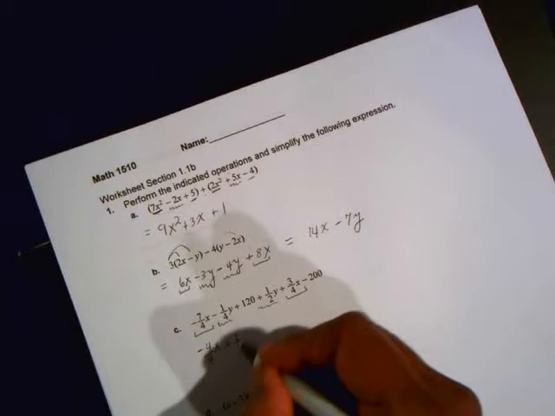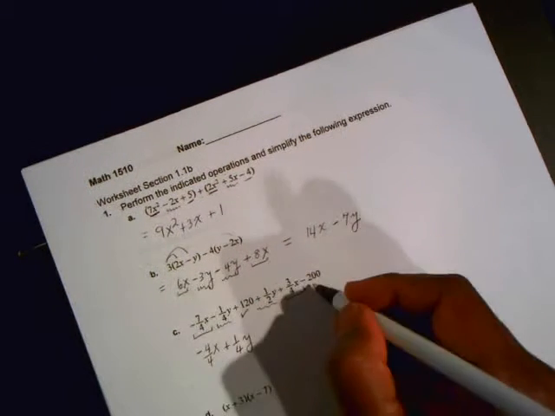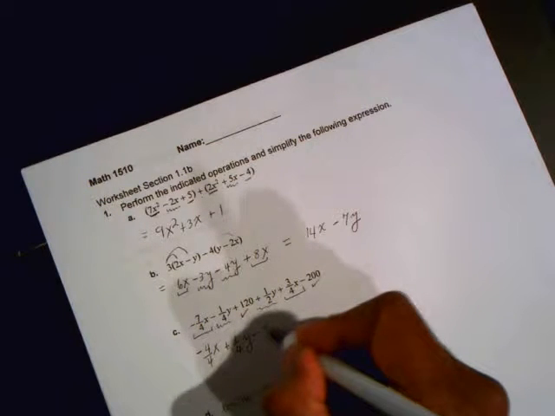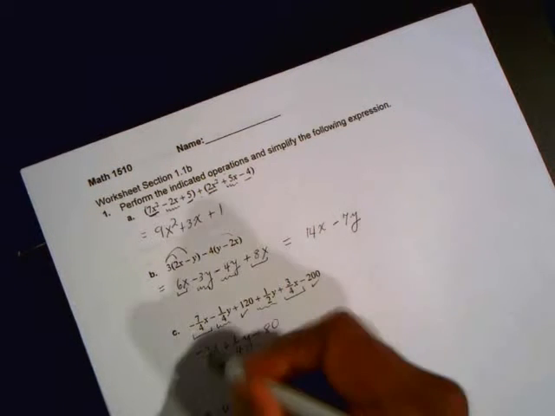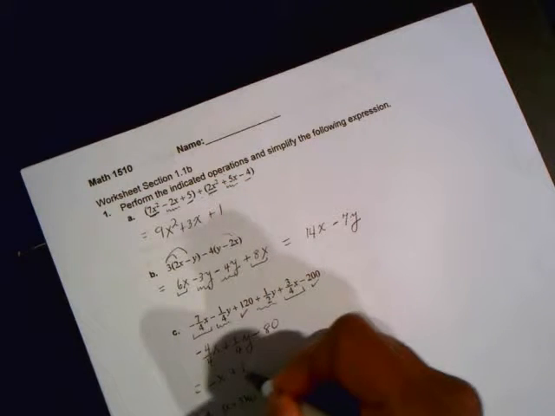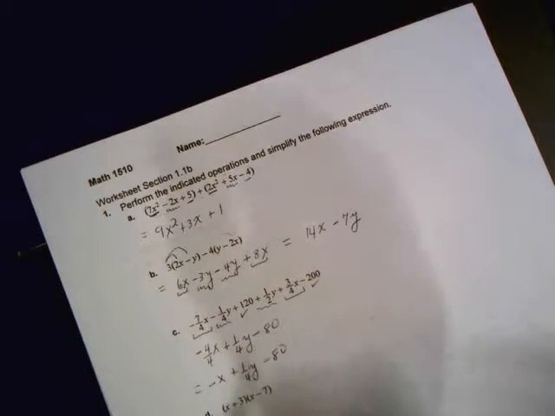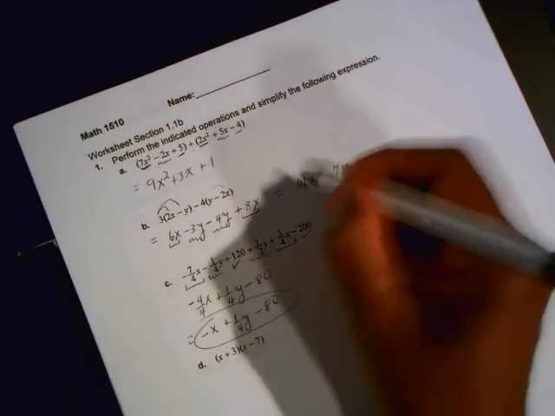And then you have positive 120 minus 200, that's a negative 80. Okay, so technically you're done, but you really should go a little further because negative 4 over 4 is just negative 1, so it's negative 1x plus 1/4 y minus 80. Alright, so this is the answer.